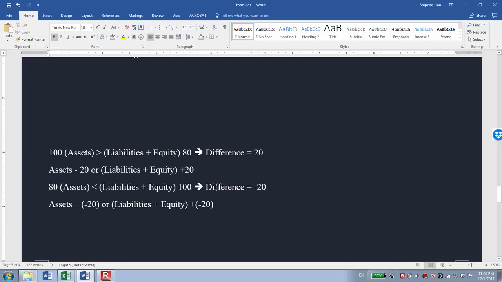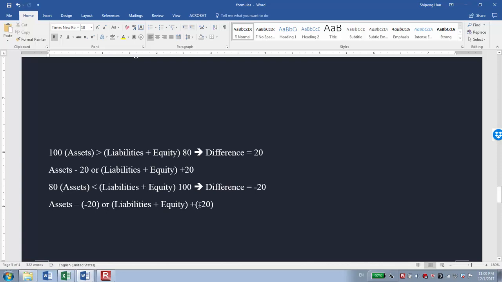The other circumstance is when assets is less than liabilities and equity. So the difference will be negative 20. But the method is the same. Again, we subtract the difference from assets. Now assets is 80. We subtract a negative number, so the total assets after adjustment is actually 100. So the balance sheet is balanced, right?